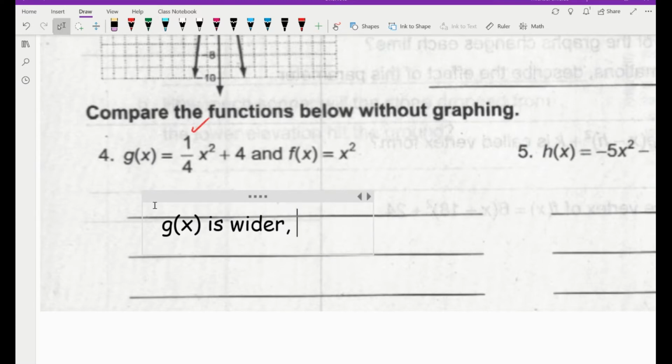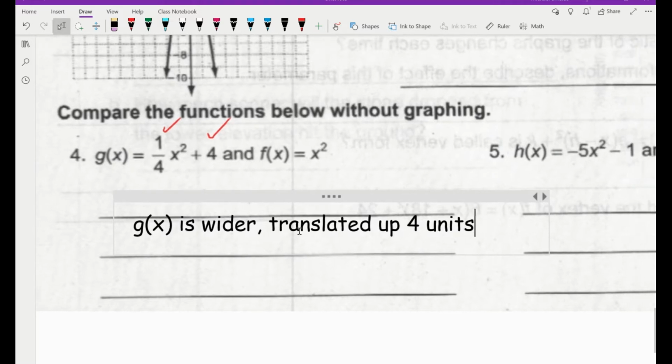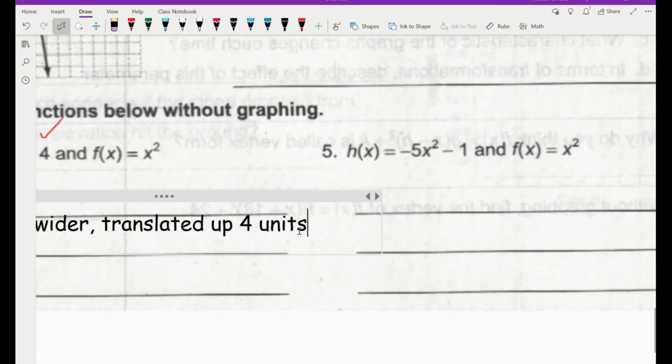We also have a +4 value. So is the graph up 4 or is it down 4? Well, it's going to be up 4. So it's translated up 4 units. And that's it. We just have to compare the functions. We just have to explain what g of x is. F of x is the original function, so we're just comparing it.